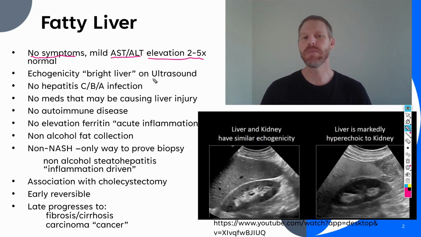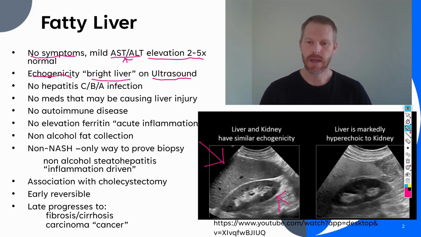So this can be diagnosed by ultrasound once we have a reason to use the ultrasound because we found some elevations in liver enzymes. And they call it an echogenicity liver, a bright liver. And if you go to the picture here, what happens on ultrasound is we're going to actually image the liver with that right kidney. And you'll notice the coloring here is very similar from the liver to the kidney.